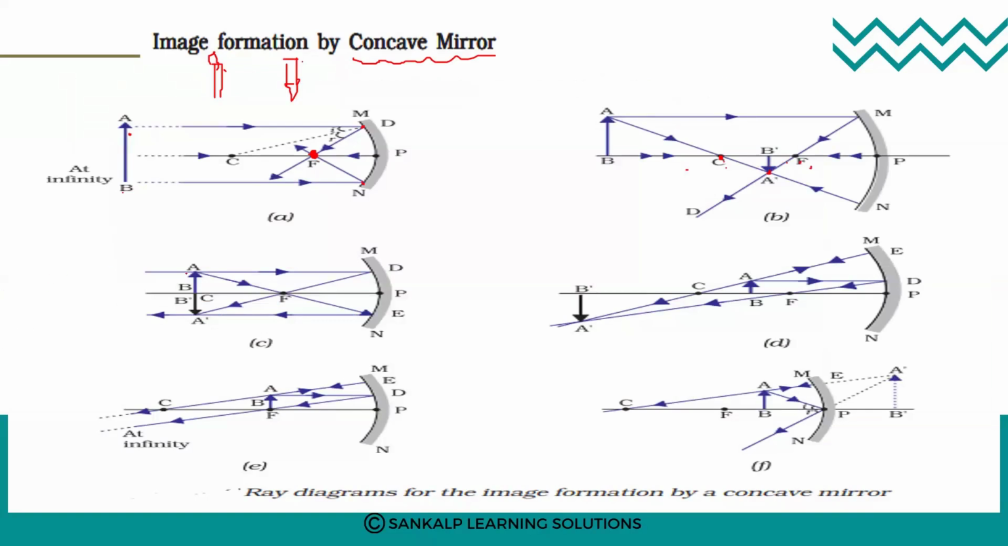Next. So here now you are placing your object at point C, that is at the center of curvature. Now one ray is coming like this and another ray will go through focus F. After reflection it goes like this. Since it passed through F, it goes parallel to the principal axis. Now both the rays will meet at this point. That means the image will form here, that is A dash B dash. AB is our object and A dash B dash is our image.